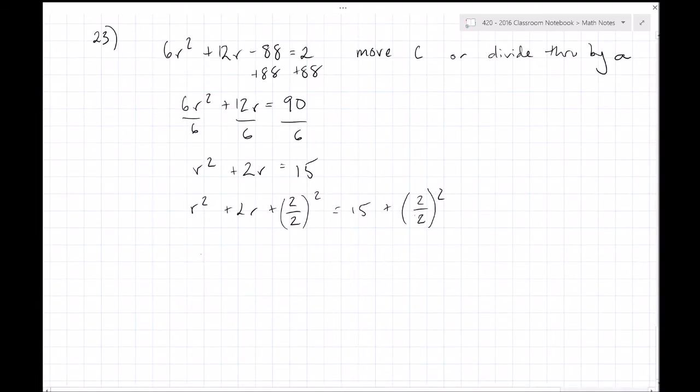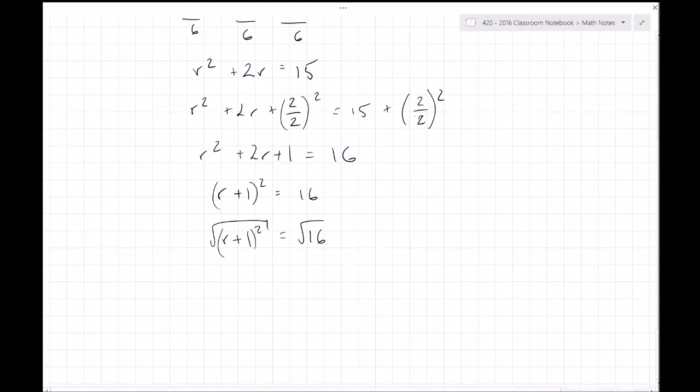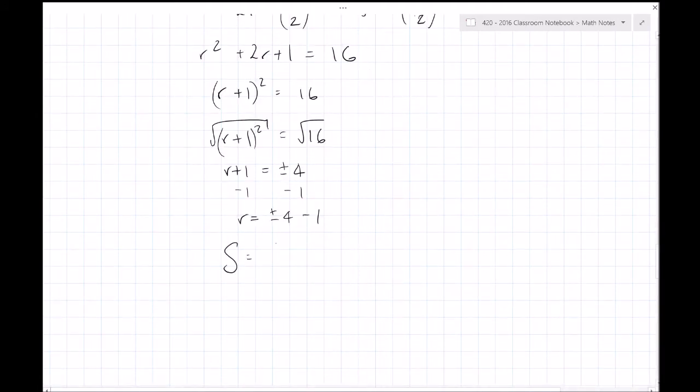We get r squared plus 2r plus 1 is equal to 16. And at this point, this is pretty straightforward. R plus 1 squared is equal to 16. We solve it by taking square roots. The square root of r plus 1 squared is equal to the square root of 16. We get r plus 1 is equal to plus or minus 4. We subtract 1. We get r equals plus or minus 4 minus 1. Therefore, my solution set contains the values 3 and negative 5.